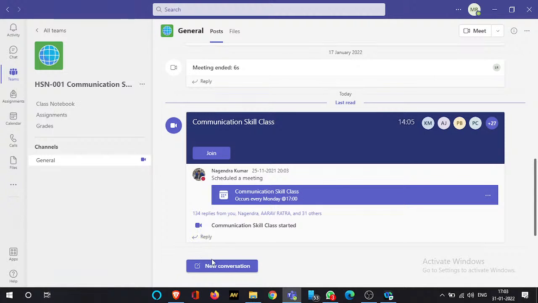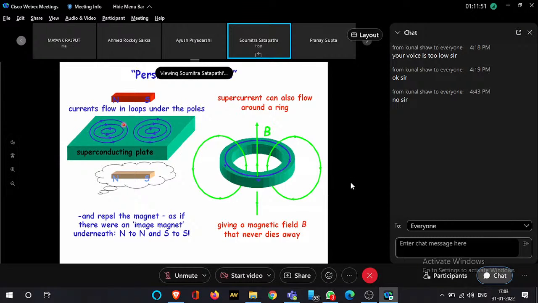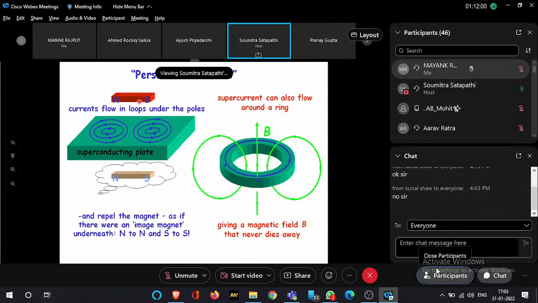Now, since the superconducting planes, let's say the current flowing in a circular orbit, the current flows in a loop under the poles. Now you bring another magnet here. So a superconductor can also flow the current.